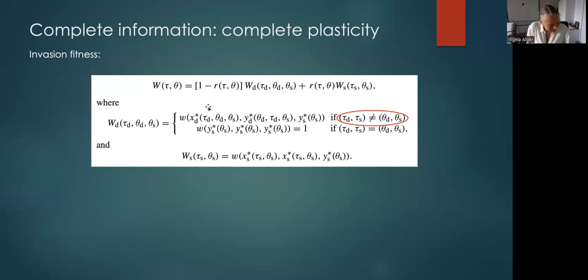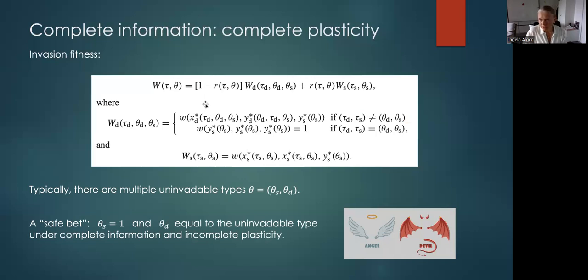the resident switches behavior, and it can switch behavior in a discrete way, depending on whether it interacts with a resident or a mutant. So invasion fitness is no longer differentiable in tau, because as tau reaches the resident value, it may jump in a discrete manner. So typically, there are multiple uninvadable types.